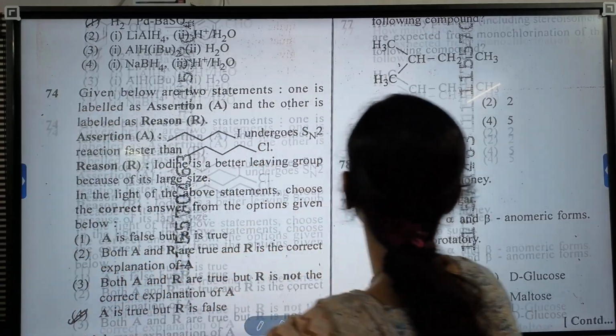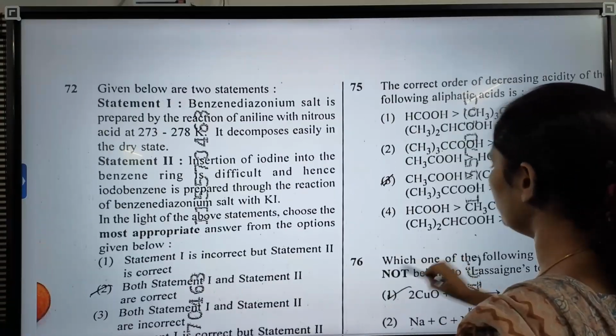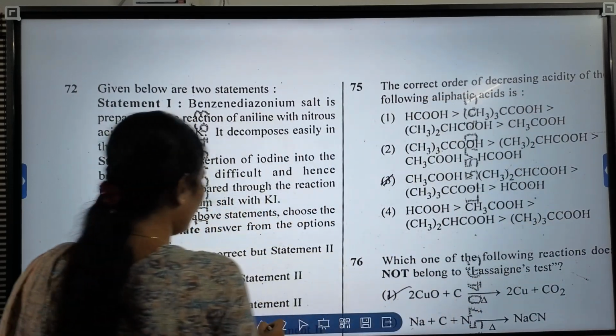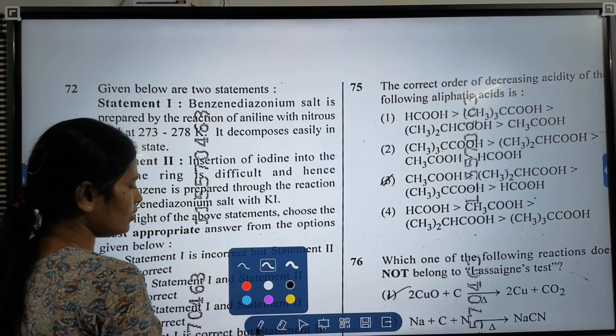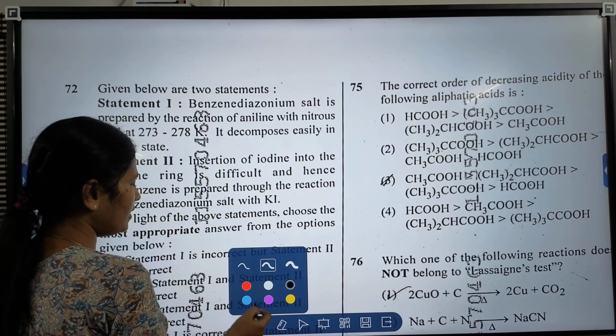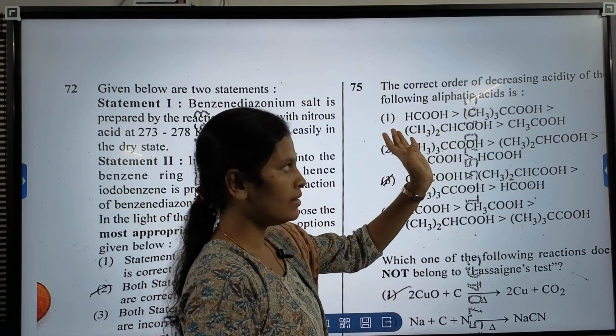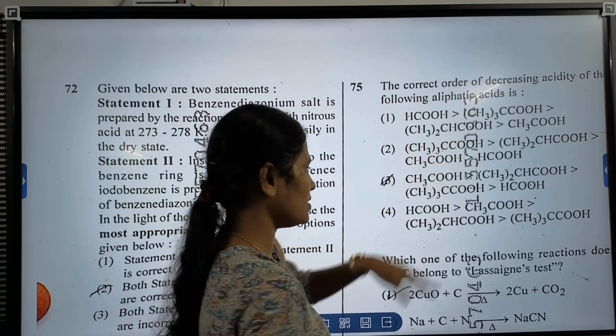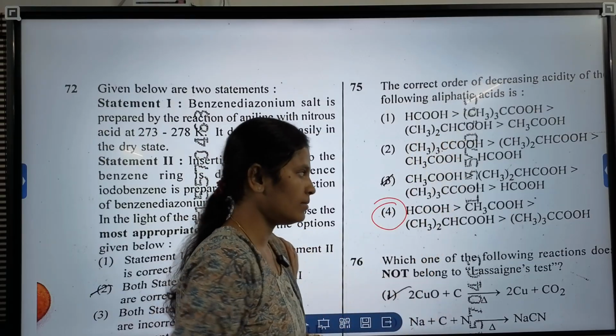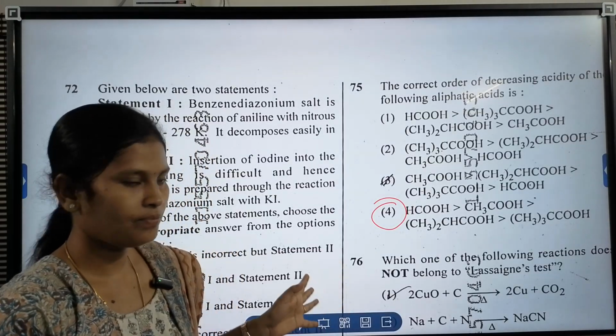Now, question number 75. Again, a direct question. Here you are not going to apply anything. You just follow the general trend. That's it. Here formic acid and secondary, tertiary alkyl, everything is given. This one we know very well. It's a direct part, right?